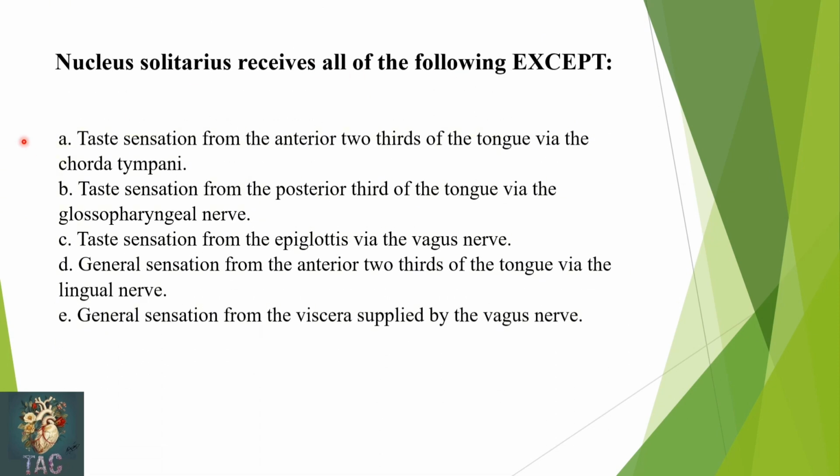The nucleus solitarius receives all of the following except: taste sensation from the anterior two-thirds of the tongue via chorda tympani, yes; taste sensation from the posterior third of the tongue via the glossopharyngeal nerve, yes; taste sensation from the epiglottis via the vagus nerve, yes; general sensation from the anterior two-thirds of the tongue via the lingual nerve. These general sensations are carried through the trigeminal nerve and do not enter the nucleus solitarius. General sensation from viscera supplied by the vagus nerve also enters the nucleus of the tractus solitarius. So the correct option is D.